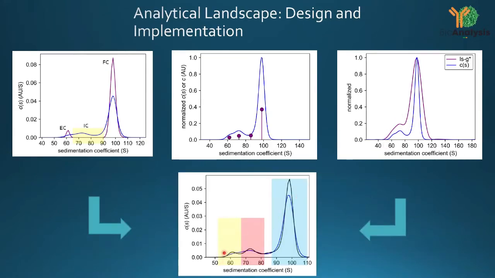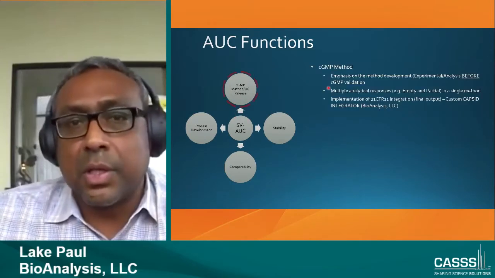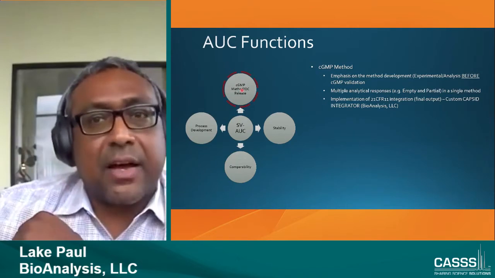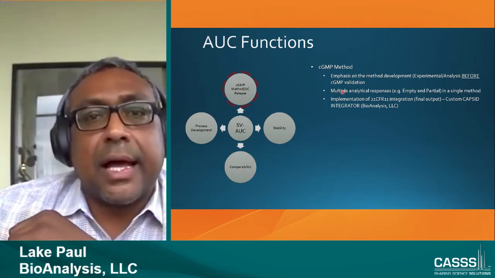Well, if you do a little bit of optimization, you can get that blue line there to give you nice discrete species. You can further optimize that by knowing what the programs are doing and really implementing that into your analytical modeling. So I'm going to try to talk a little bit more about AUC functions. So basically, going from that method, and you know what you have, you again emphasize that method development.